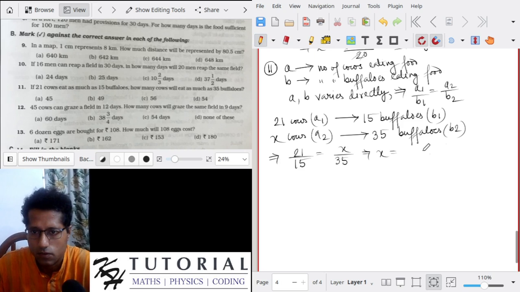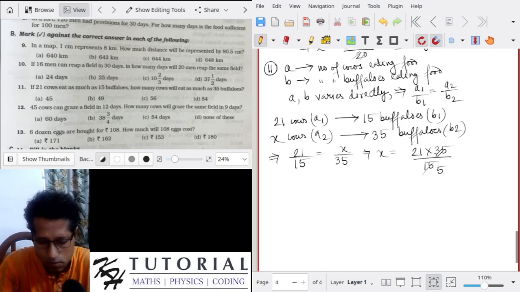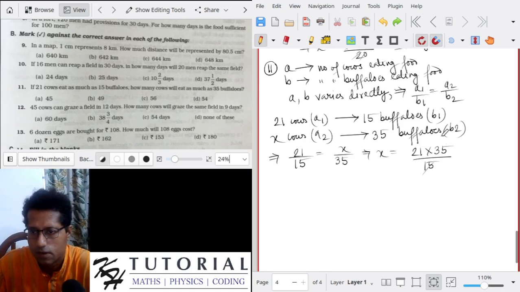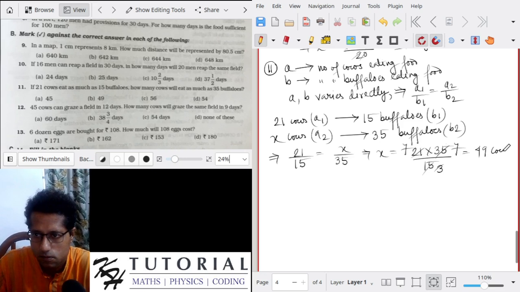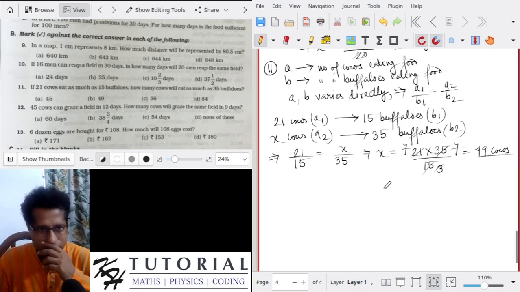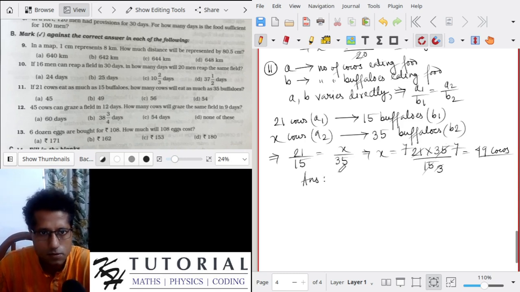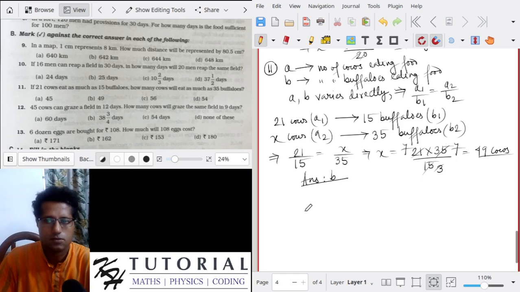Okay, so X equals 21 multiplied by 35 divided by 15. Dividing 15 by 3 gives 5, and 5 into 7 gives 35, so 7 times 7. This is 49 cows. So 49 cows is the answer. So the answer is choice B.